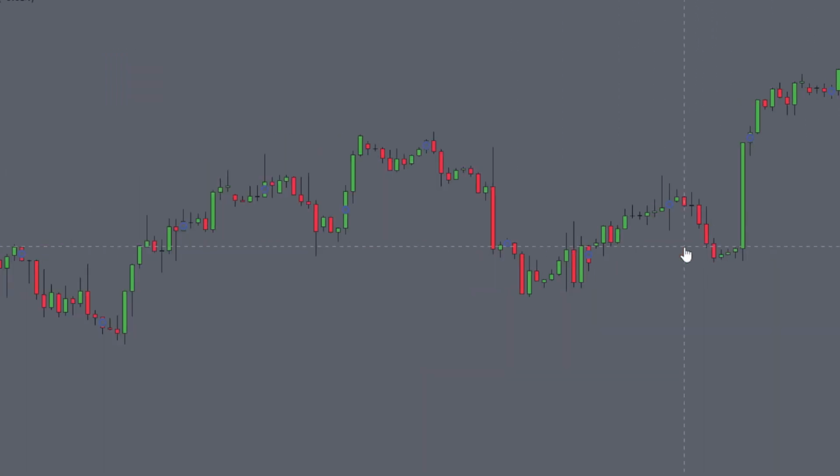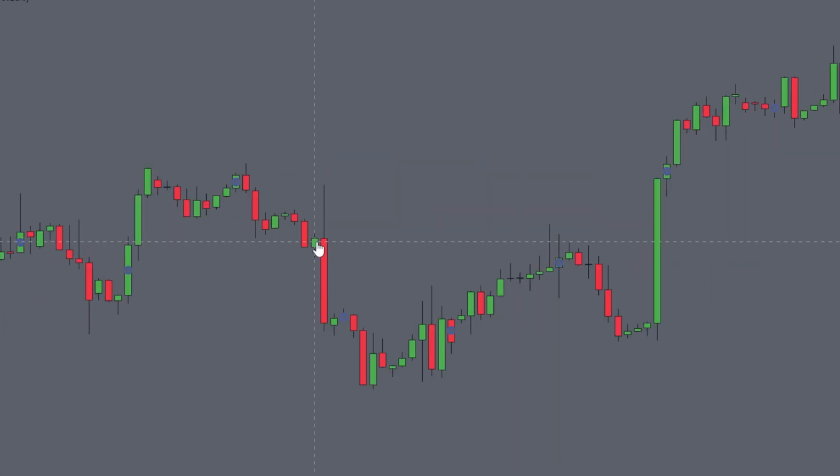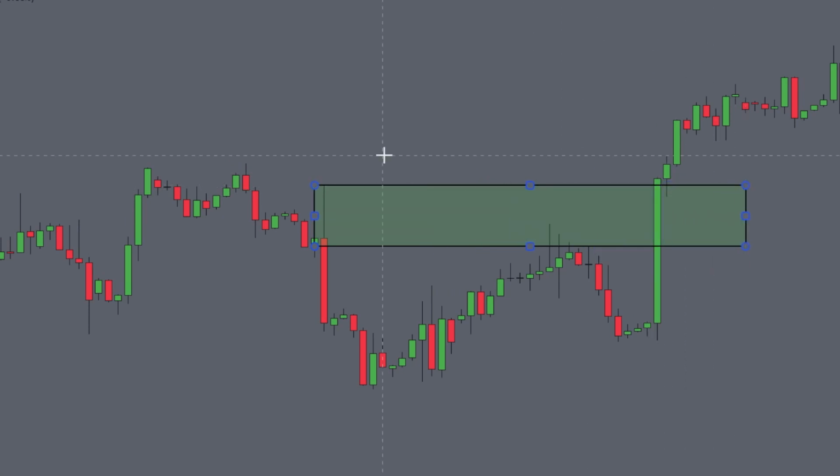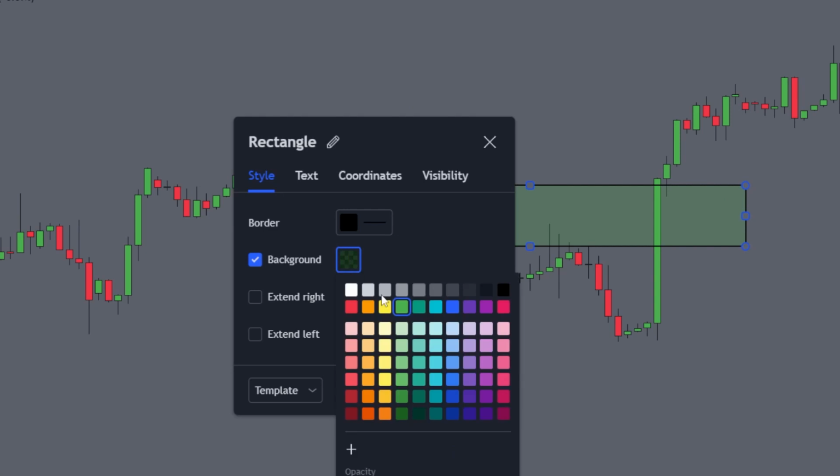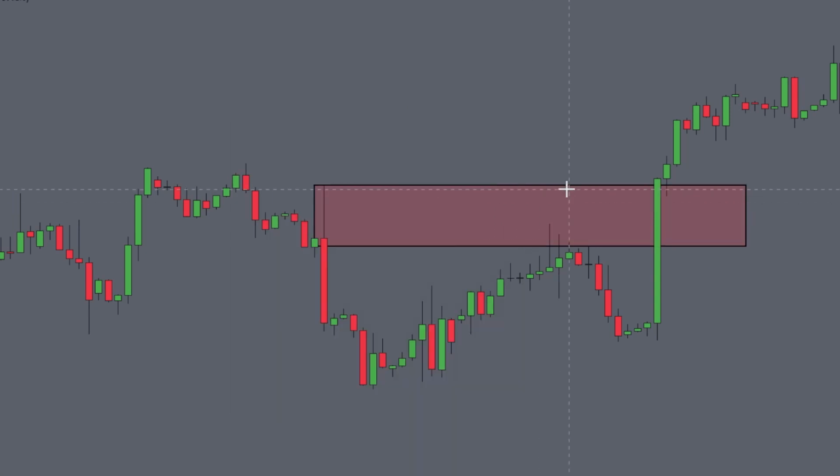So when it comes to supply zones, you want to look for the same thing, just vice versa. You want to look for a basing candle followed by a big move down. Grab your rectangle tool and draw from the bottom of the body on the basing candle to the top of the wick on the explosion candle. And make sure this time you switch the color of the rectangle from green to red because this is where you will be placing your sell orders. As you can see, when price comes into the supply zone, it shows a rejection to the downside.